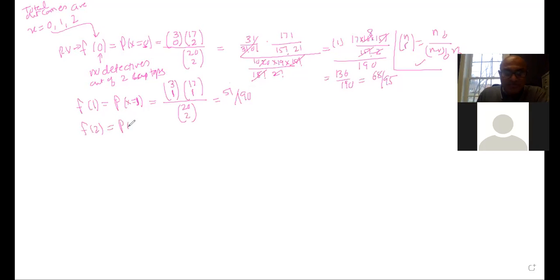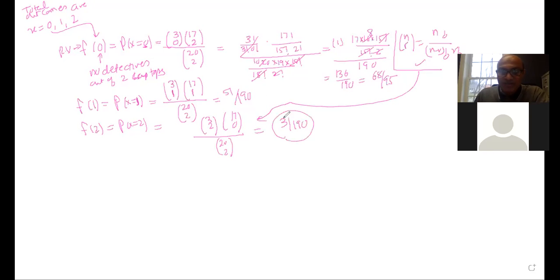So f of 2, that means P of x equal to 2, and that is equal to, now both of them are defective. So out of 3 defectives, 2 are defective. That means from the non-defective portion, 0 is there, because these 2 are being selected, since 2 is the maximum the school is going to buy. So if you again use the same formula here, you are going to get 3C2 divided by 190, that is 3 divided by 190.